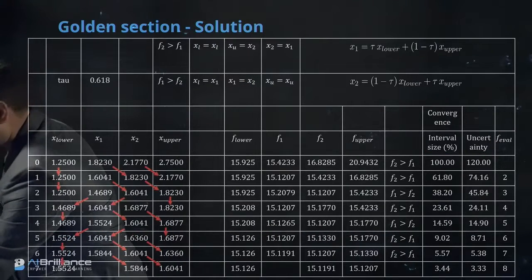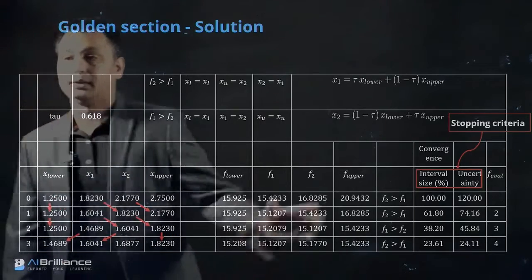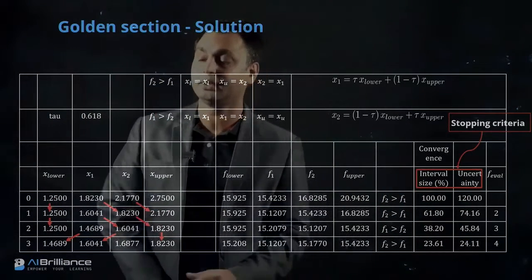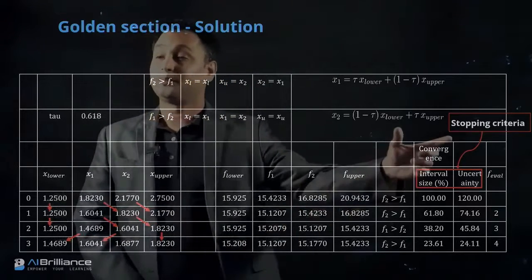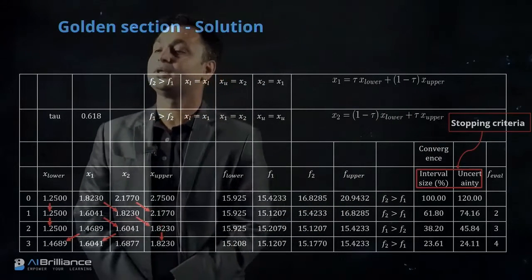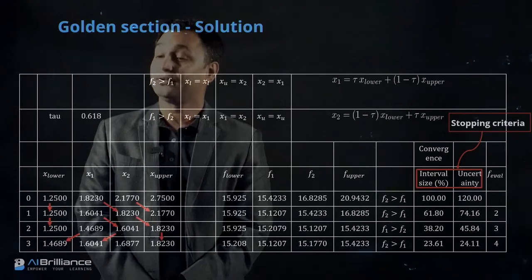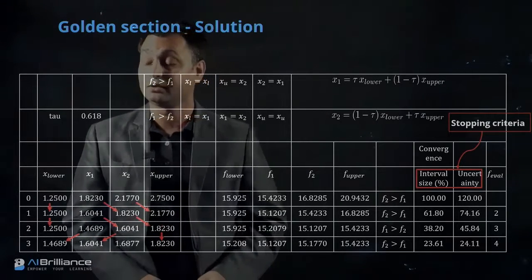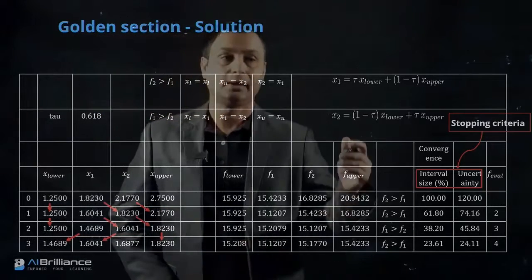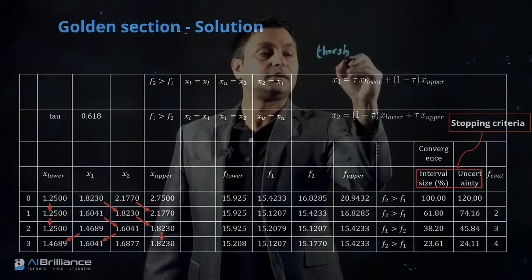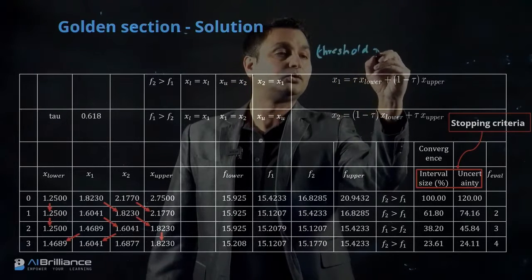Yep. So let's move on here. And again, as I mentioned, the interval size and uncertainty computation that we have done in this table are important to keep track of because we are going to be using them as a stopping criteria, and we will stop the algorithm if these values are lower than the threshold. And for this example, the threshold has been set to equal to 5.